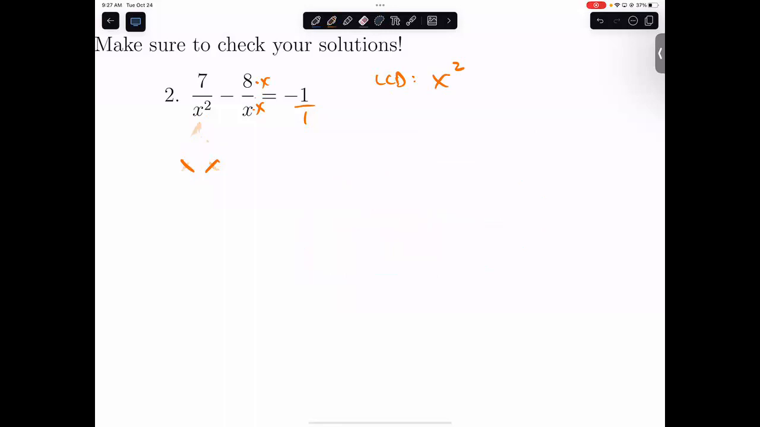Maybe. Okay. We can work with maybe. To use that least common denominator, first term is good to go, right? 7 over x squared, I've already got it there. Second one, over x, I need to multiply a factor of x into the top and the bottom to get it over x squared. And then the right-hand side, I need to multiply in x squared over x squared. So we've got 7 over x squared minus 8x over x squared is negative x squared over x squared.